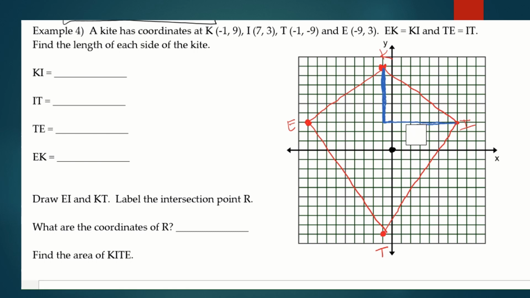So you'll see what I did was I drew in two legs which intersect at a point and create a 90-degree angle. So now these two legs I can actually count and get the length of. So let's do that. So from K down to the intersection, I have 1, 2, 3, 4, 5, 6. So a length of 6. And then from that right angle over to point I, 1, 2, 3, 4, 5, 6, 7, 8.